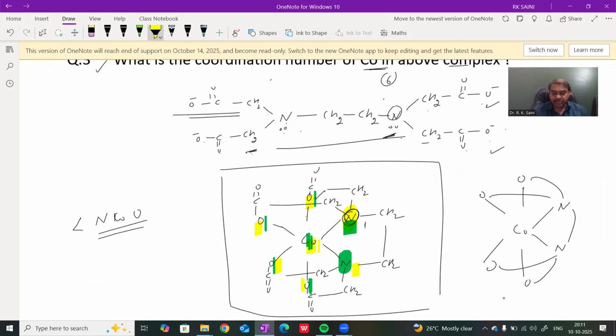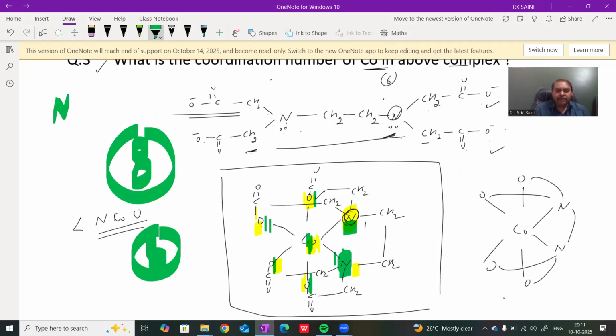Check the red and yellow pen: NCOO 1, 2, 3, 4, that is 4 bonds. Now check the other nitrogen, represented by the green pen: NCOO 1, 2, 3 and 4. Clear? So the total is 8 bonds of NCOO type. Okay, so how many bonds in total will you get? 8. Okay, bye.